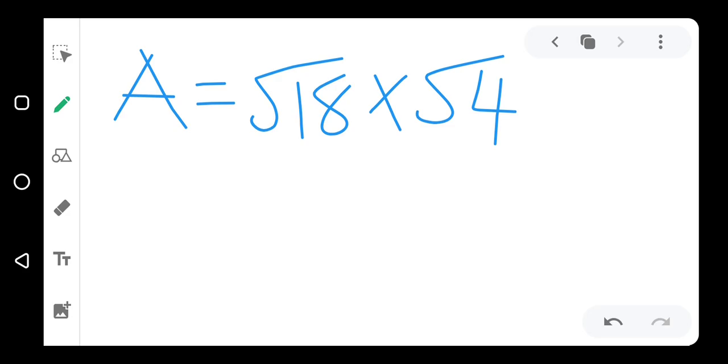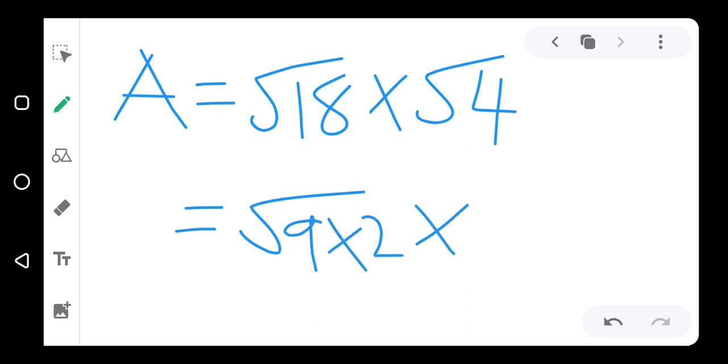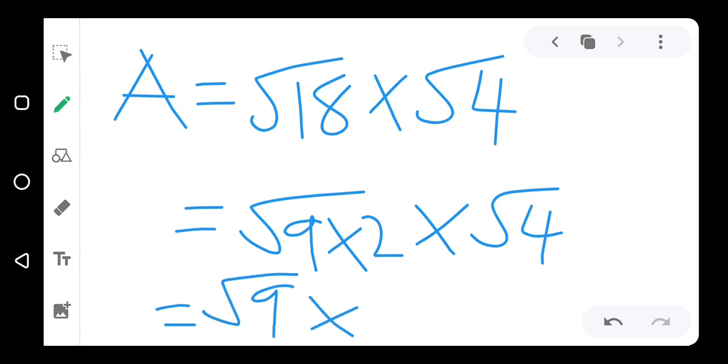If we divide 18 by 9, we get 2. That means that we have 9 as a perfect square inside 18. So this is equal to root 9 times 2, because 9 times 2 is 18. Now we can separate all the square roots. So this is equal to root 9 times root 2.